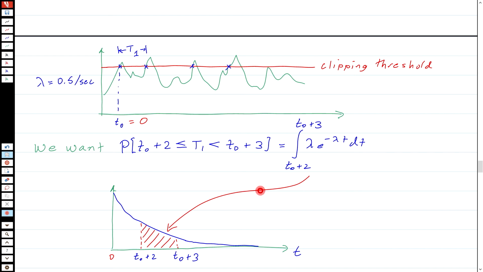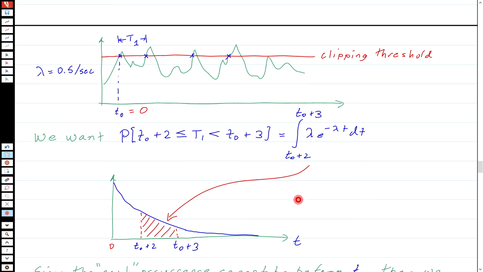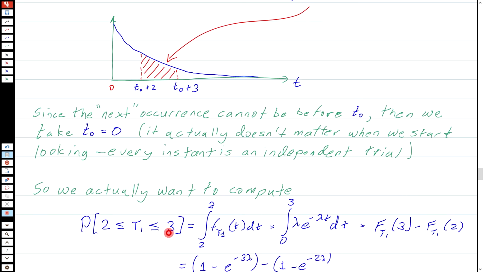In fact, if I draw this curve like this, then I'm assuming that t naught is actually at 0. So this is actually from 2 to 3. And I've written that down here. We're going to do the integral from 2 to 3. Then we take t naught as 0, and we want to compute the probability that 2 is less than or equal to t1 is less than or equal to 3. So t1 lies between 2 and 3.